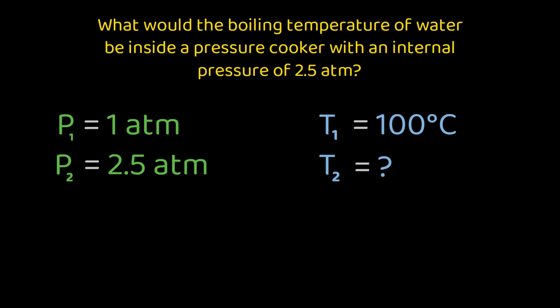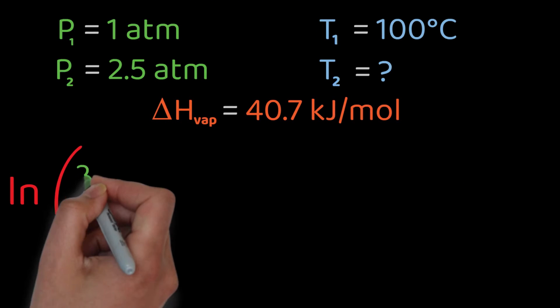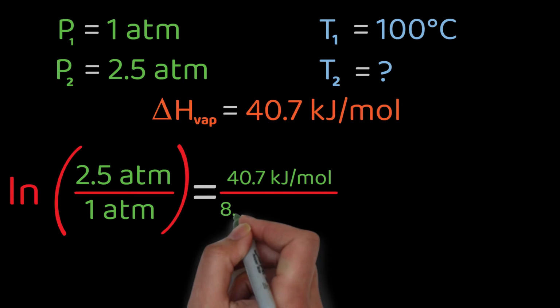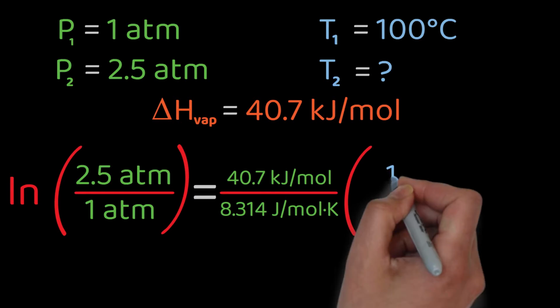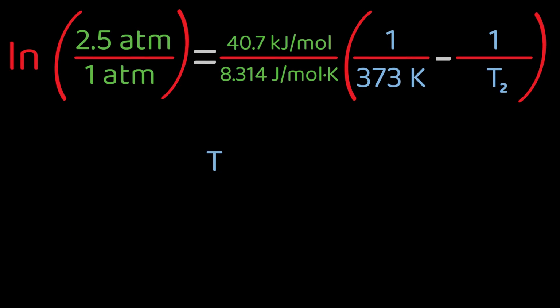The heat of vaporization for water is 40.7 kilojoules per mole. Both our pressure values have the same unit, so we can use those as they are. 100 degrees Celsius needs to be converted to Kelvin, which is 373 Kelvin. We also need to convert 40.7 kilojoules per mole into joules to match the units of the gas constant R. This works out to 40,700 joules per mole. Now, we can plug in what we know and solve for the new temperature of the boiling water inside the pressure cooker. We get 401 Kelvin.